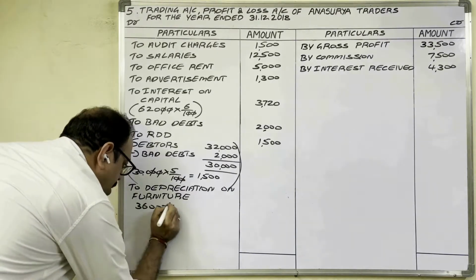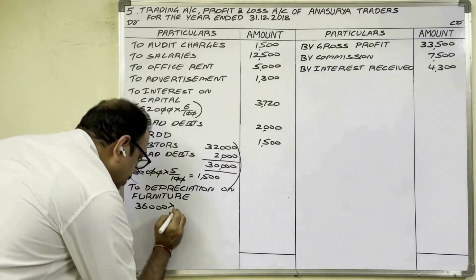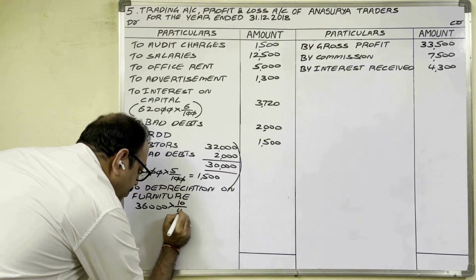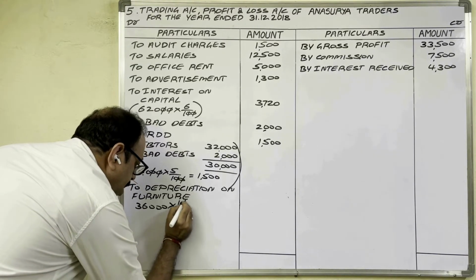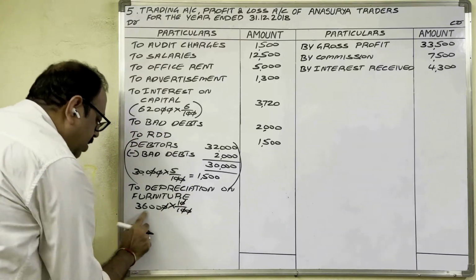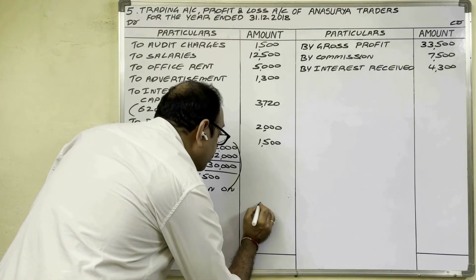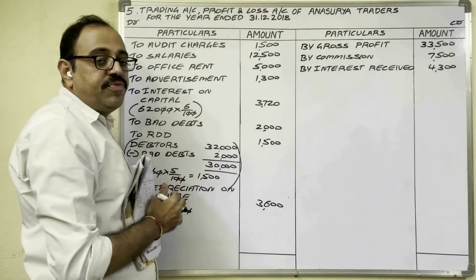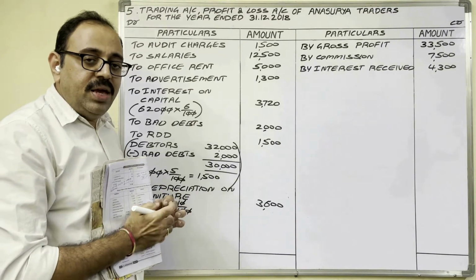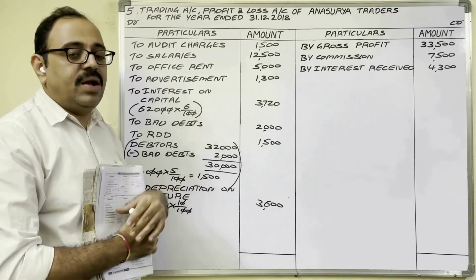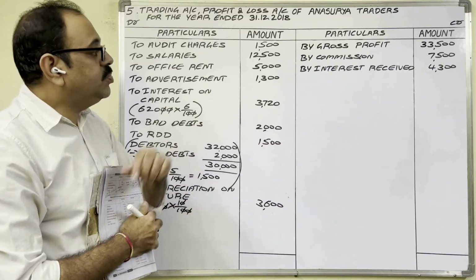36,000 rupees. On that, 10% depreciation we have to provide, 10 by 100, 3,600 in outer column. All amounts were taken in profit and loss account. Finally, calculate the net profit or net loss. Which side total is more?